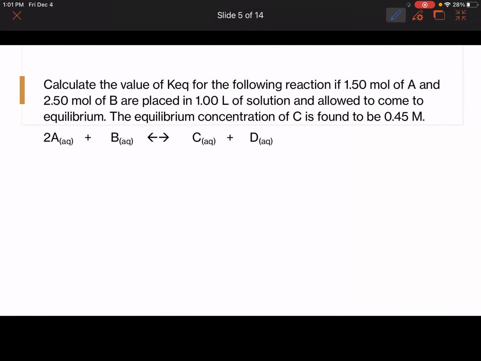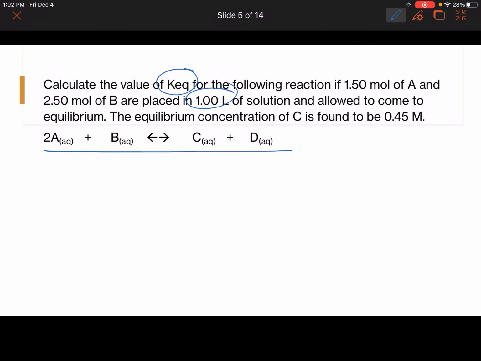Calculate the value of KEQ for the following reaction if 1.50 moles of A and 2.50 moles of B are placed in a 1 liter of solution. So again, I've got that 1 liter. So that allows me to treat the moles as concentration. So we've got this system, it's allowed to come to equilibrium. So that means that it starts reacting, but we want to know how far in the reaction is the equilibrium, right? It gives you the equilibrium concentration of D. And you're asked now to calculate the value of KQ. So in the previous example, you were given KQ, now you're asked to find it.